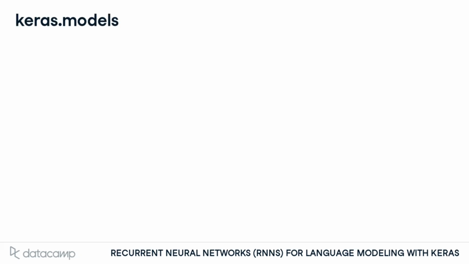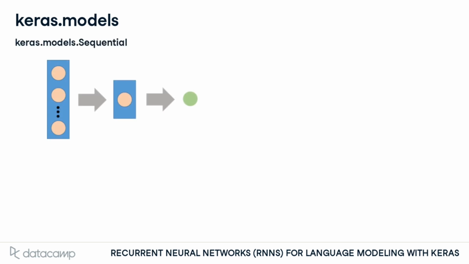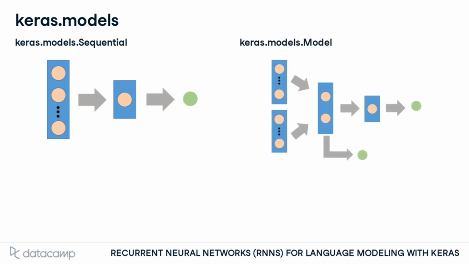Keras models contains 2 classes of models. The sequential class has a structure where each layer is implemented one after the other, meaning that the output of one layer is the input of the next one. The model class is a generic definition of a model that is more flexible and allows multiple inputs and outputs.